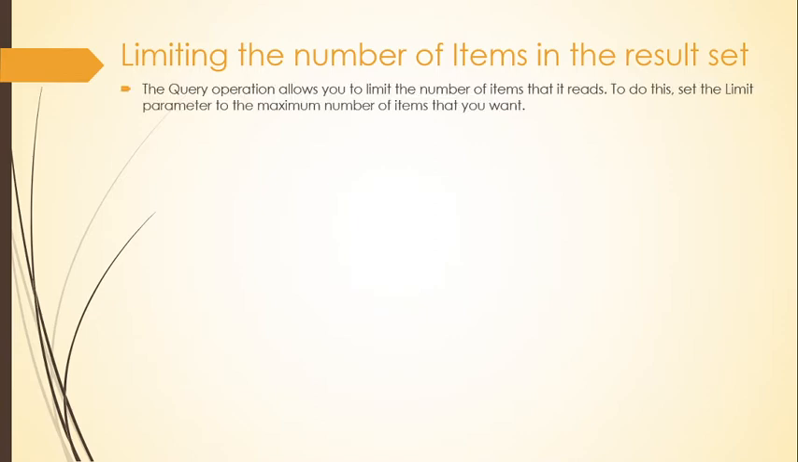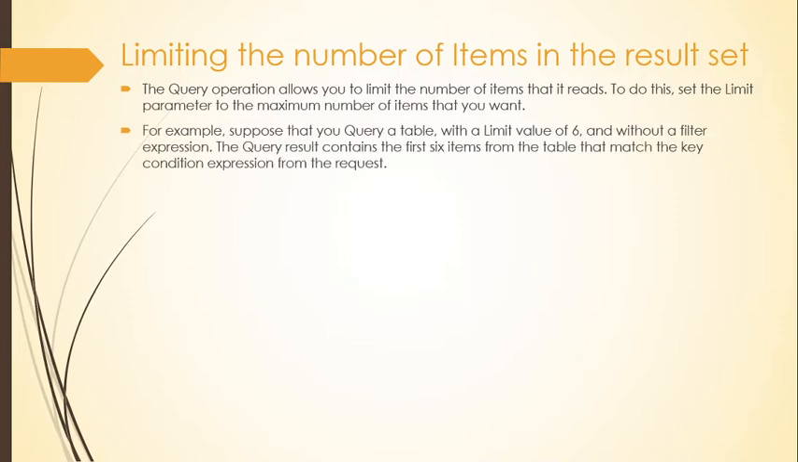Moving to the next slide, it is limiting the number of items in the result set. The query operation allows you to limit the number of items that it reads. To do this, set the limit parameter to the maximum number of items that you want. So if you don't want to retrieve all the items from your table, suppose you want to give some limitation, like 5 records or 10 records, you can provide the limit option in your query, which is the maximum number of items you want, and you will get that number of records in your query result.